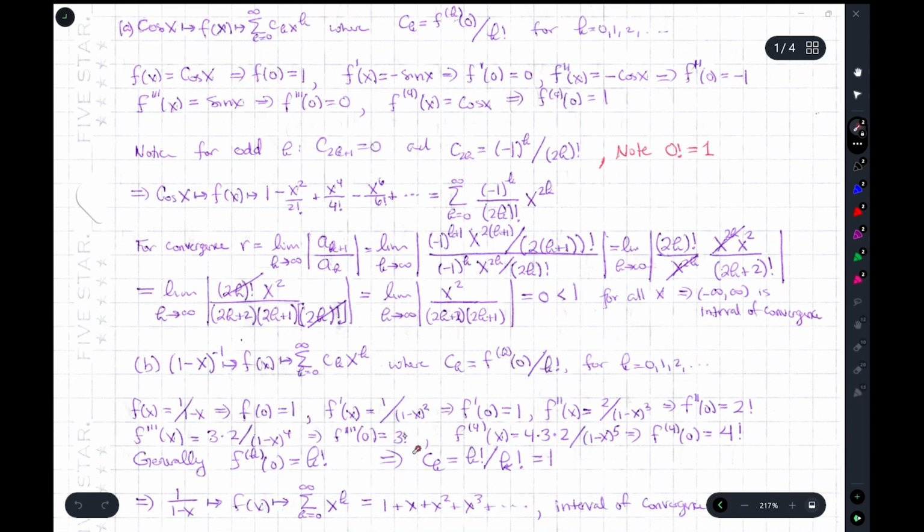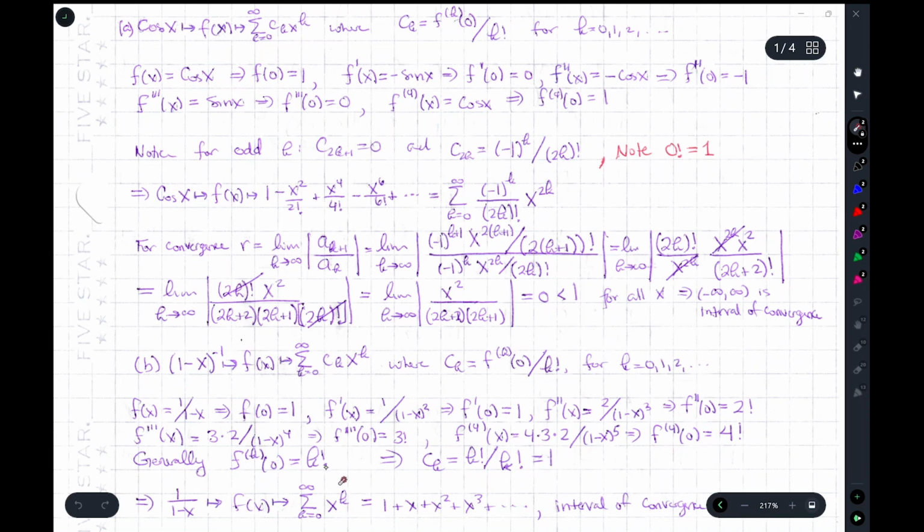And then we take a derivative. We get this. We evaluate it at 0, we get 1. Second derivative, we get this, and we evaluate it at 0, we get 2 factorial. Okay, we get 2, but we're going to express that as 2 factorial because we know where we're going. The third derivative, we get this value. At 0 we get 3 factorial.